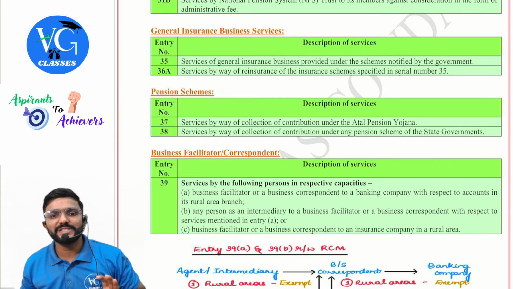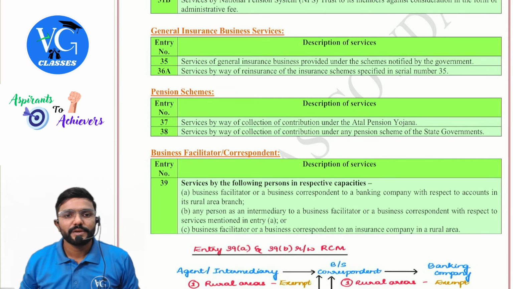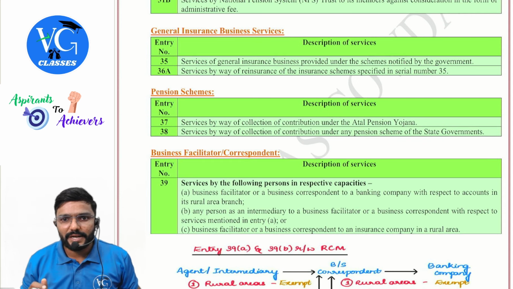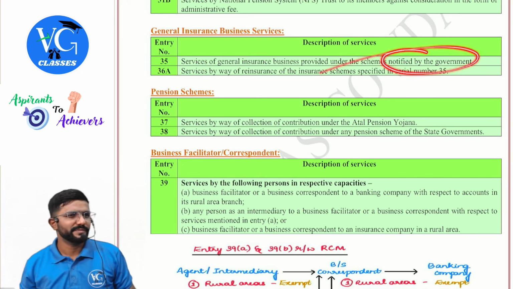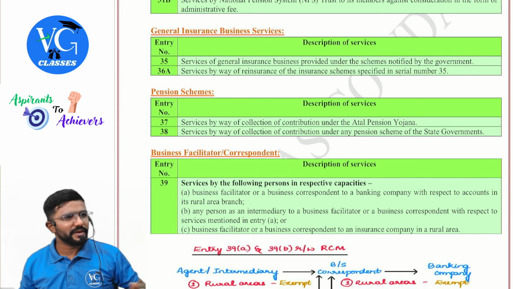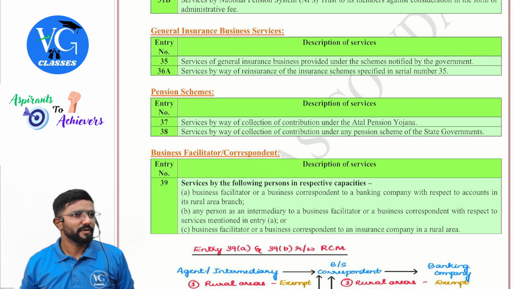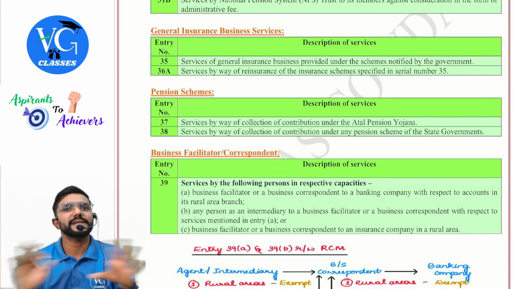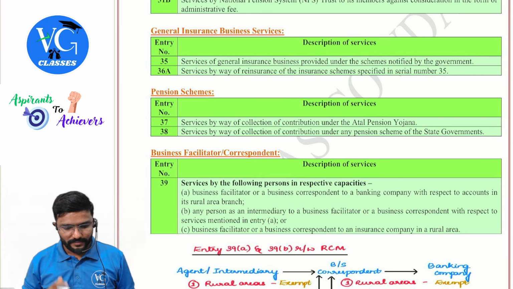Then general insurance business services. 35. Services of general insurance business provided under the schemes notified by the government. There are a lot of schemes, number of schemes, which I have not given the list here. Whichever schemes are notified by the government, on which whatever premium we pay is exempt, guys.